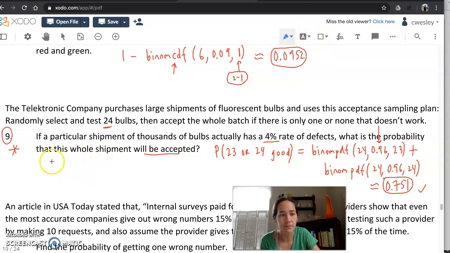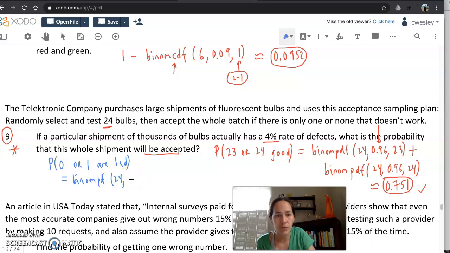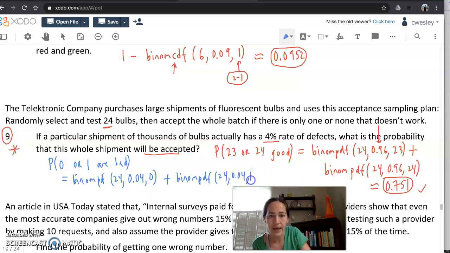You could do probability that 0 or 1 are bad. Where we call P the probability of success actually being bad, not good. So 0 or 1, let's add them up. A binom PDF that out of 24, the probability of it being bad is a 0.04 chance. Add a 0 case, and then a binom PDF of a 1 case. 24 bulbs, 4% are bad, and then if 1 is bad, we still accept it. Check that one, because if you type it in, you should still get 0.751.